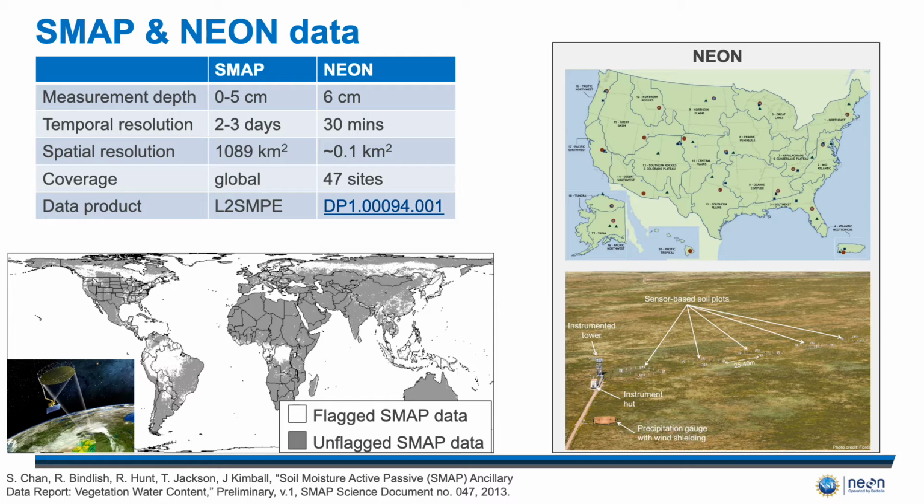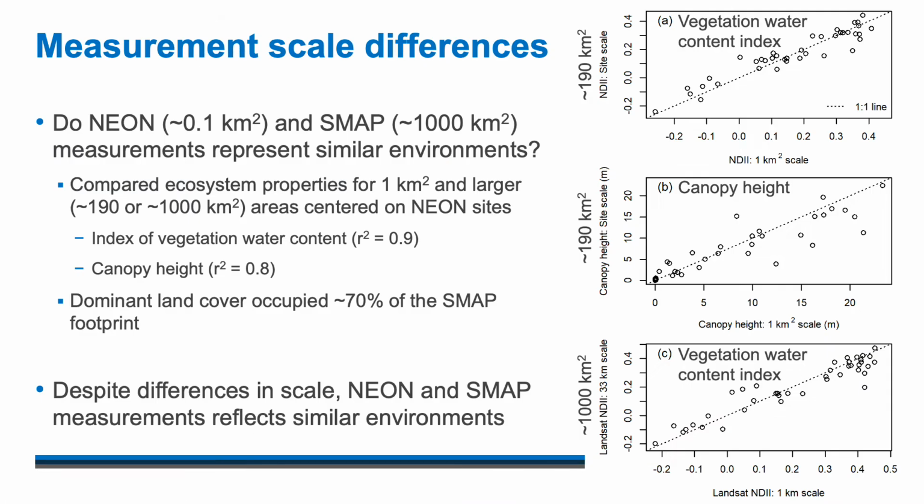On the lower left picture here, you can see in the white areas the areas that are typically flagged by SMAP. And you can see that those white areas really closely match forest distributions globally. So just emphasizing how much of the forested soil moisture data is flagged by SMAP.